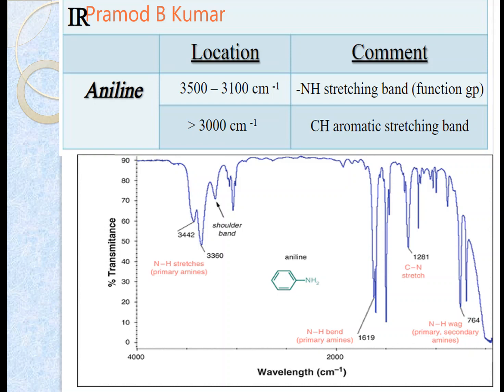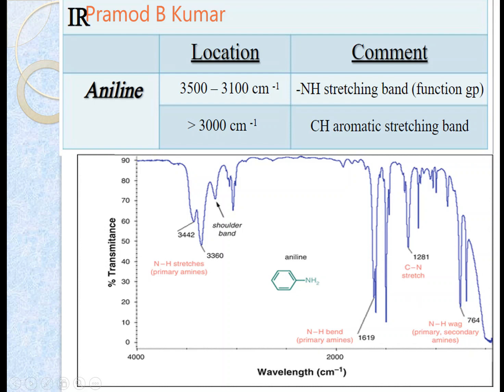Moreover, you can see aromatic CH stretching, which is shown over here. This is nothing but your aromatic CH stretching. And there is NH bending at around 1619 and CN stretching at 1280, and NH wagging at 764.